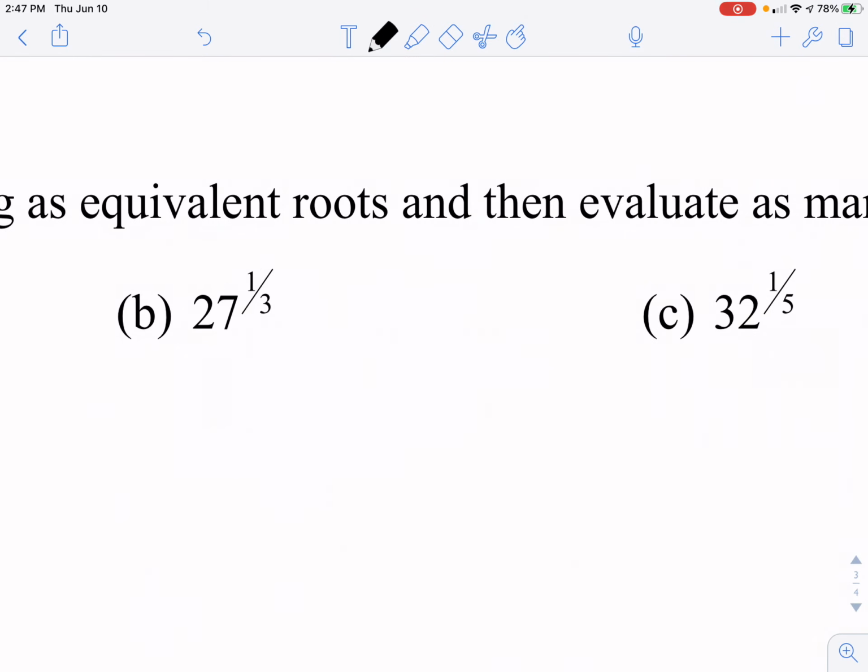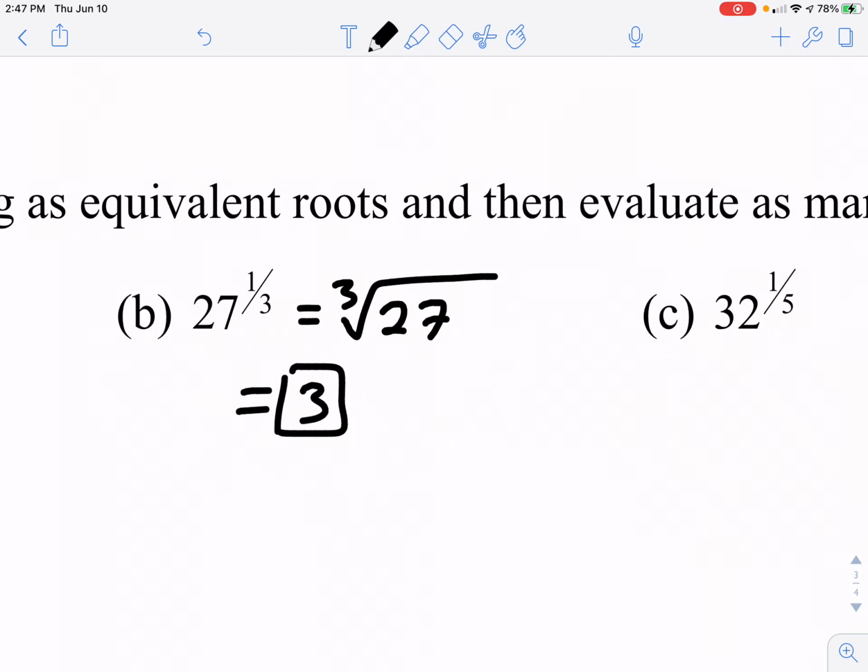To the 1/3 power is a cube root, so the cube root of 27. We're looking for a number that multiplied times itself 3 times gives us 27. That would be 3. And we could look at it again as 3 times 3 times 3. And this cube root only makes one of these 3 pop out.